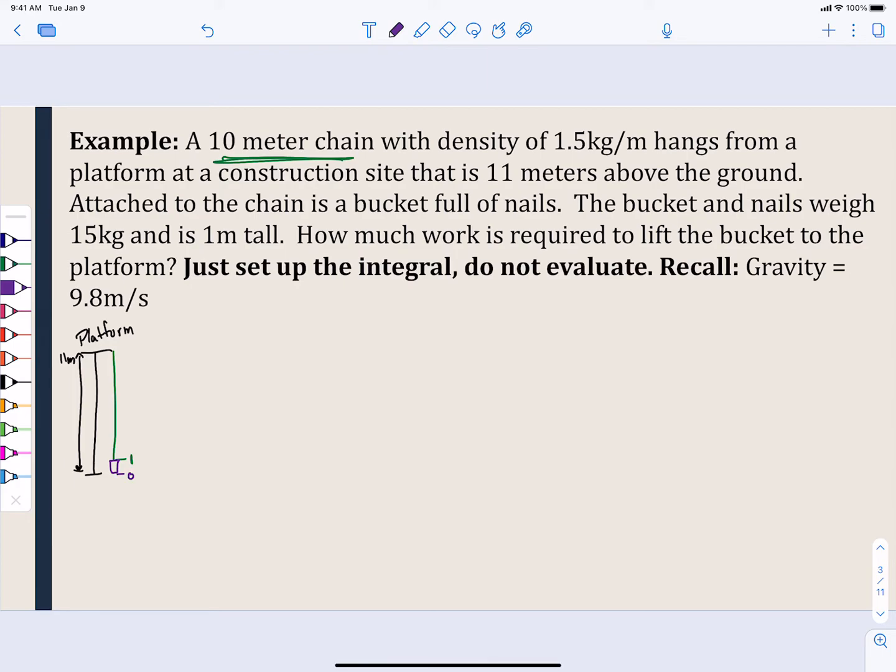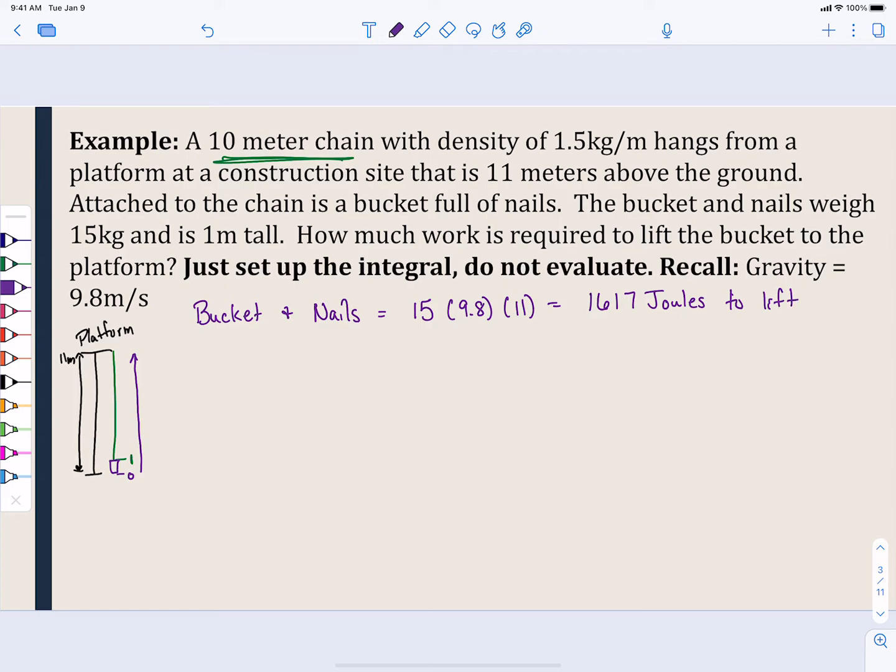So we've talked about these before, that the bucket and the nails, that's going to be a constant amount of work the whole time. None of that's going to change because we're going to lift that bucket and those nails the whole time. So our bucket and nails is going to be our weight times our gravity, and then times how far we have to lift it, which is we have to lift it the whole 11 meters. So this is going to be 1,617 joules to lift the bucket.